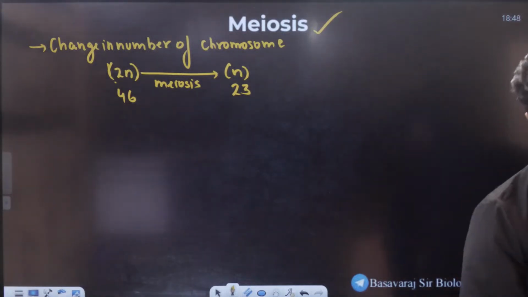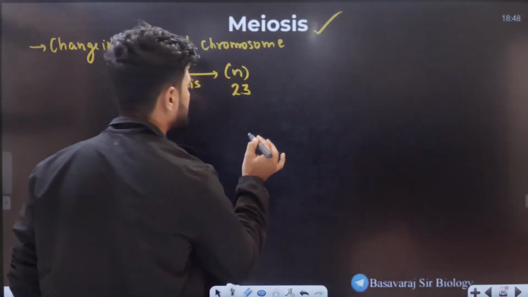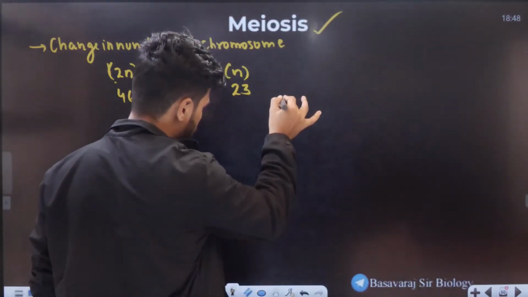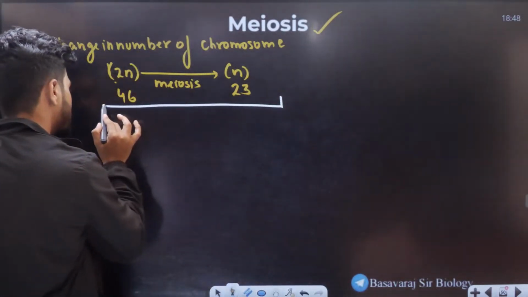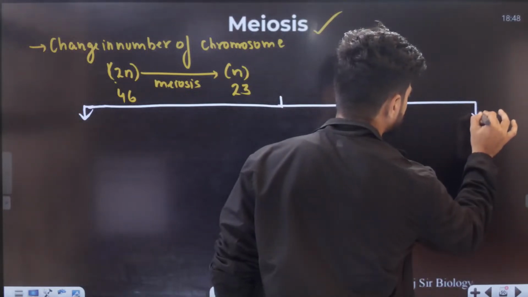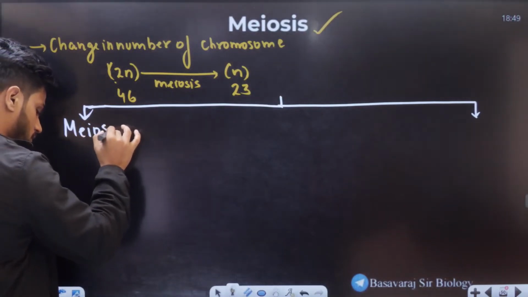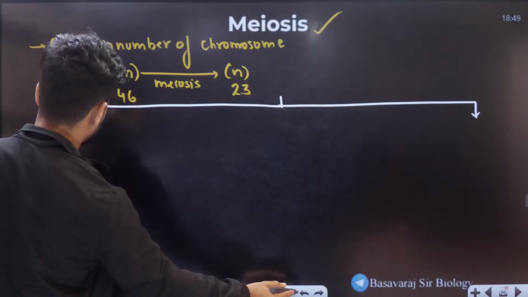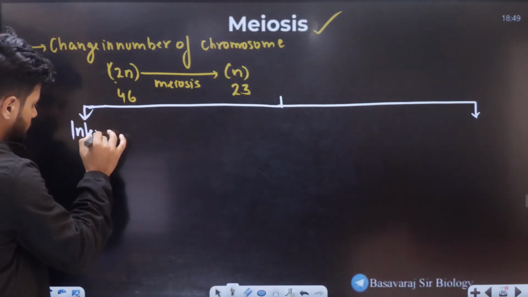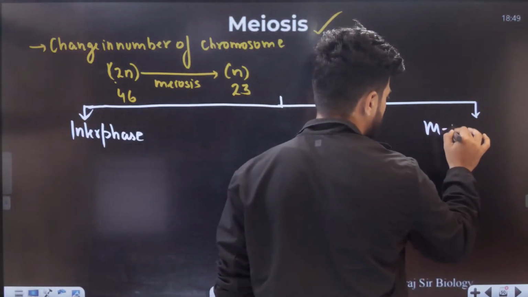Now I'll give you the entire overview. Listen to me very carefully, all of you. The entire meiosis is broadly classified into 2 categories. Here we have interphase. Here we have M phase, or meiosis, M phase.